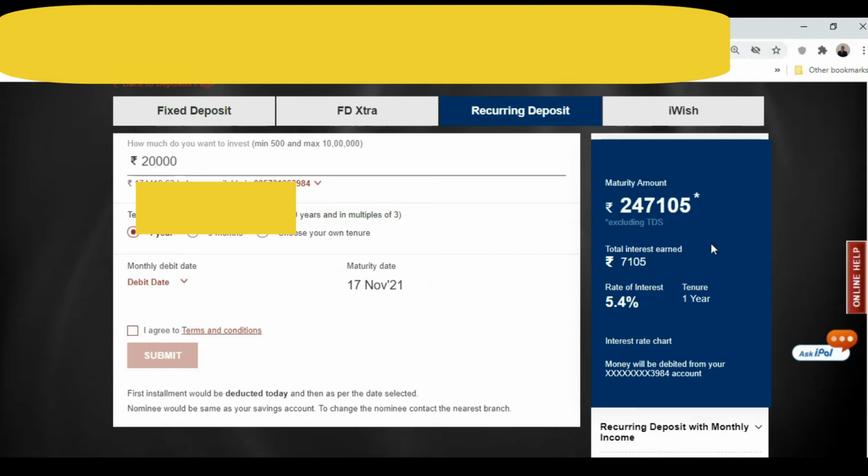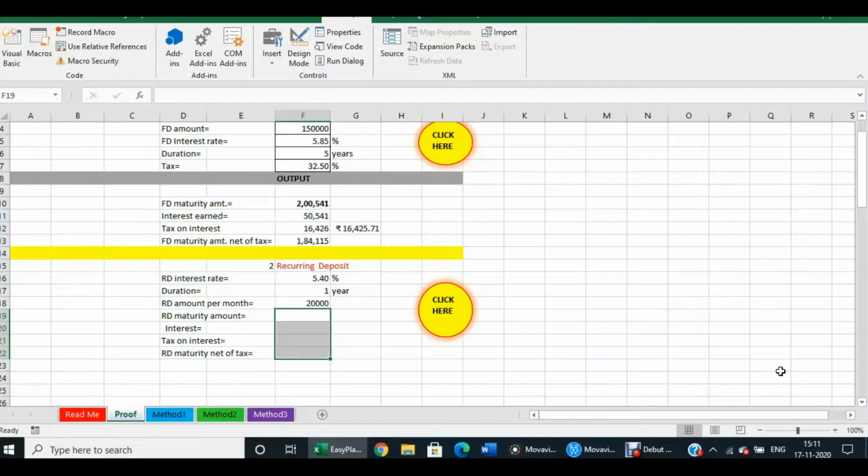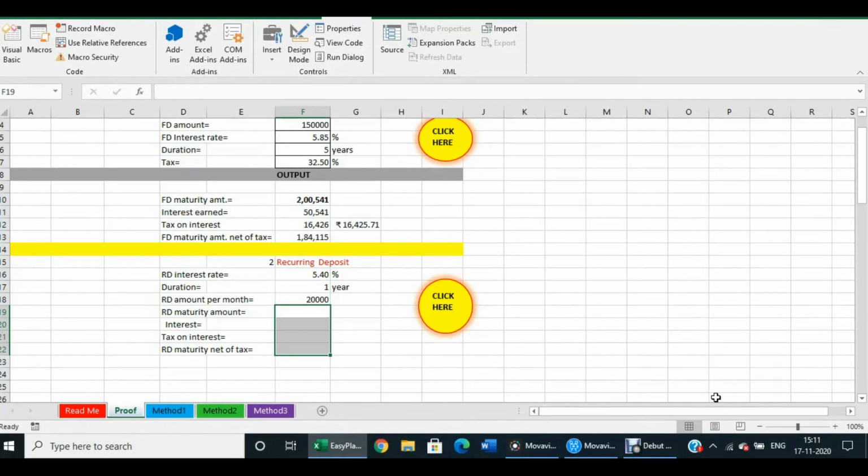The bank's calculator is indicating that the maturity amount would be 2,47,105. Interest earned is 7,105 rupees. Interest rate is 5.4% for a period of 1 year. Let us go back to the model and see whether it is calculating correctly.